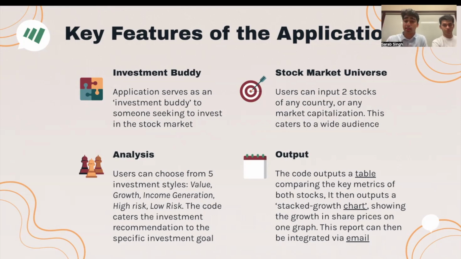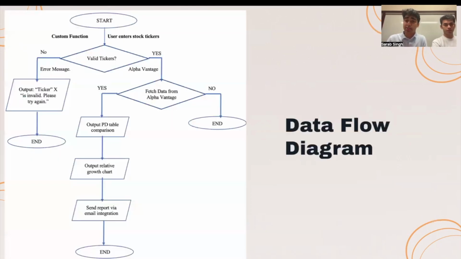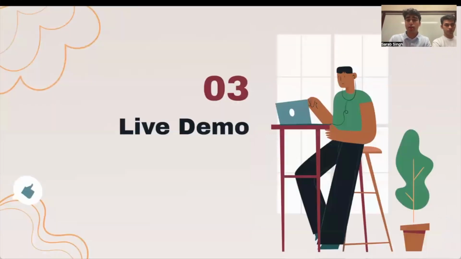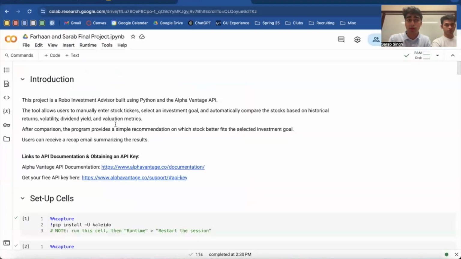And then the last part is that if the user wants an email report recapping everything that went on during the code, they can do so at the end. And just to add on, here is a data flow diagram of start to finish how we thought about the logic for this project. So moving on to a live demo, here is our code in Google Colab.